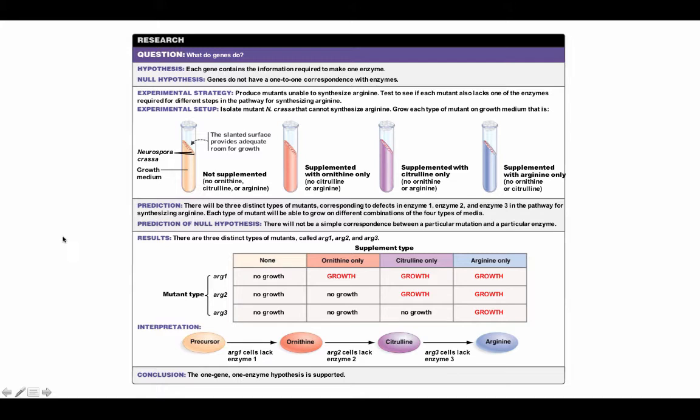And so this is the experimental design. So the first step is to produce mutants that are unable to synthesize arginine.